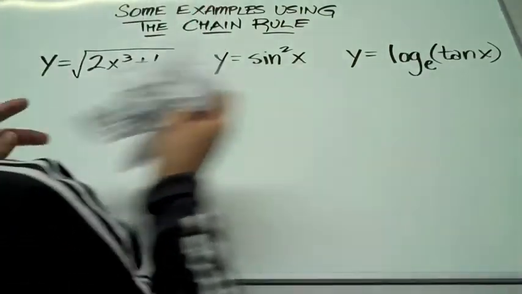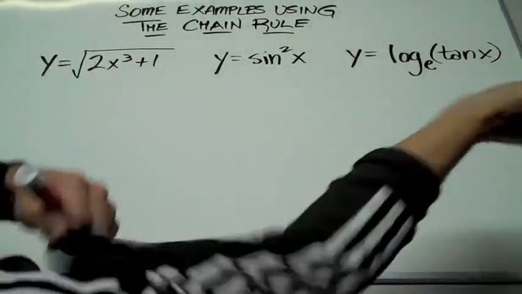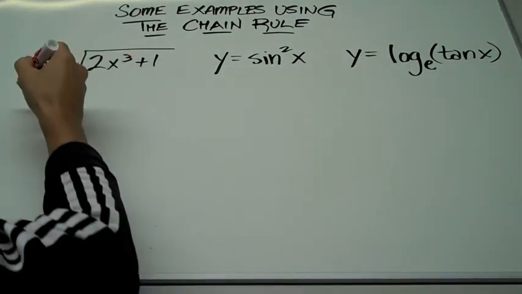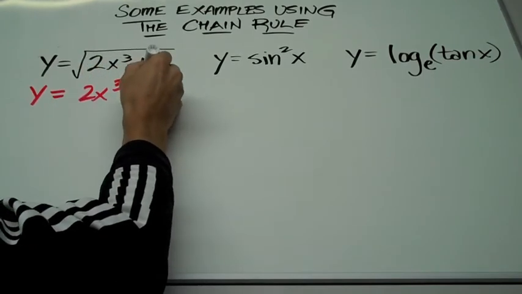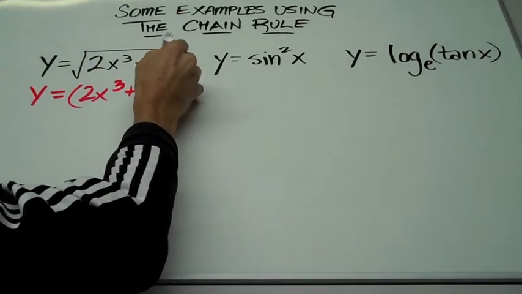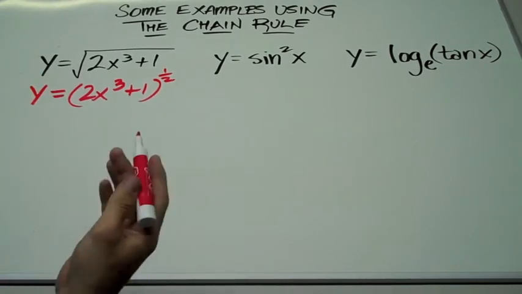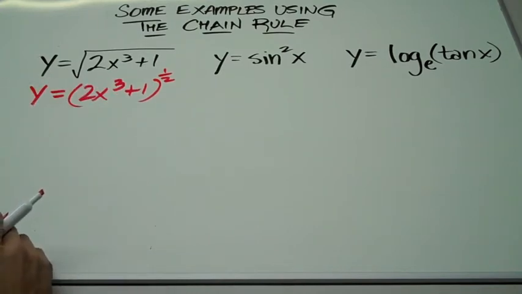Let's do some relatively easy examples using the chain rule. For example here, y is equal to the square root of 2x cubed plus 1. First, you have to recognize you could write this as 2x cubed plus 1 to the 1/2. And now this parentheses with more than just x in it tells you you're going to have to use the chain rule. Let u equal 2x cubed plus 1.